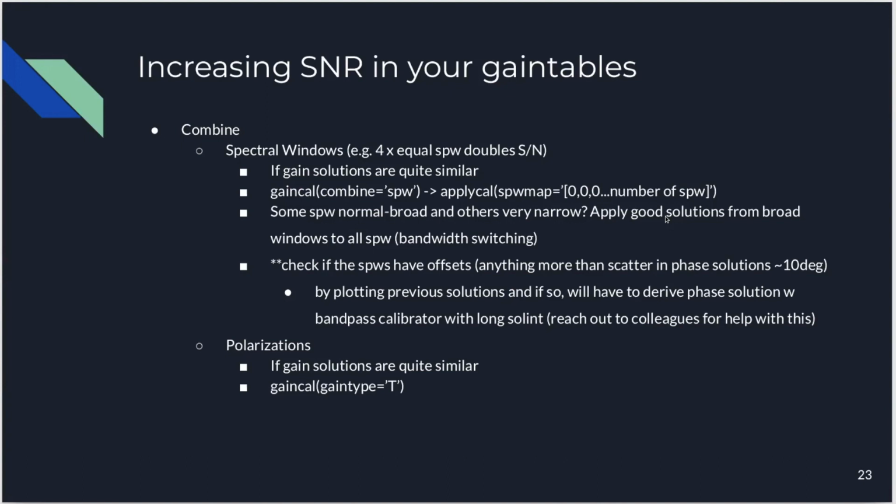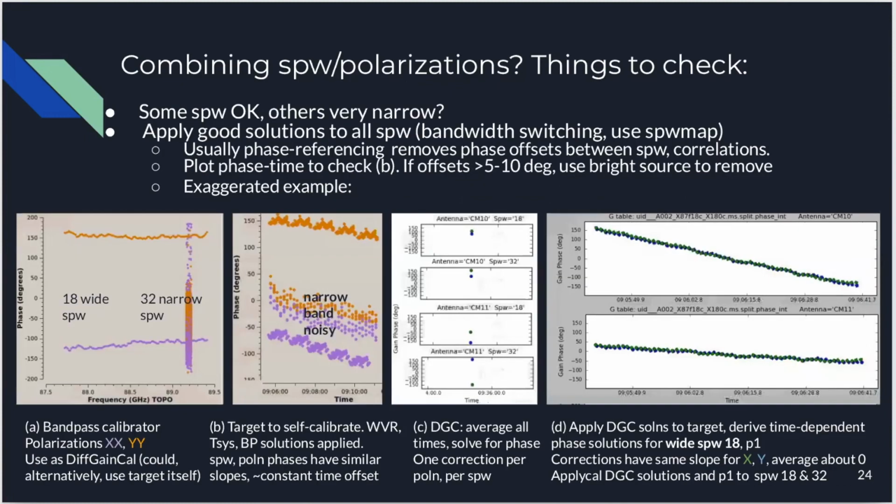You do need to check if you have offsets between the spectral windows by plotting these solutions to make sure that they're all pretty similar. And if they're not, talk to a colleague that can help you figure out how to do that. You can also combine polarizations using gaintype equals T if the solutions are quite similar again. So these two ways will help you increase the signal to noise in your gain tables, and then allow you to flag less solutions. And now I will hand it back over to Anita.